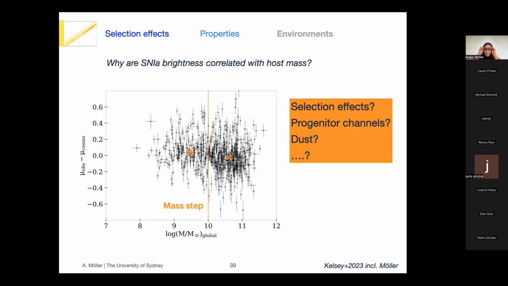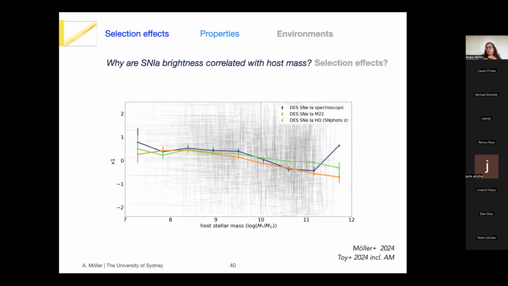So some people say it's progenitor channel, so which type of stars we have. Some people say it's dust. Some people talk about selection effects. So I took the sample I just showed you where we are really getting 2,300 type 1a supernova, which we show here in green. And we tried to compare if we could see that mass step.